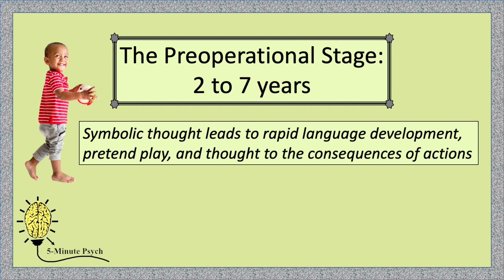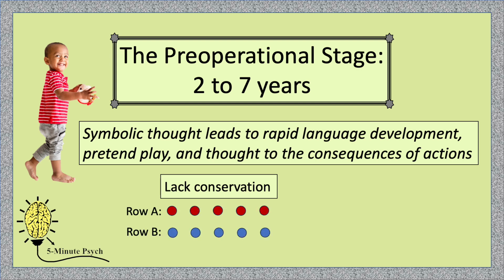For one, they don't understand conservation, or the idea that the quantity of something may not change despite changes in physical appearance. For instance, if you had 2 rows of marbles and asked the child if each row had the same amount, the child would agree that yes, they did. But then if you spread the marbles out in row B and ask the child again, now they're likely to say that row B has more. In this stage, children tend to focus on one feature, in this case length and not number, because they can't hold 2 things in mind at once.